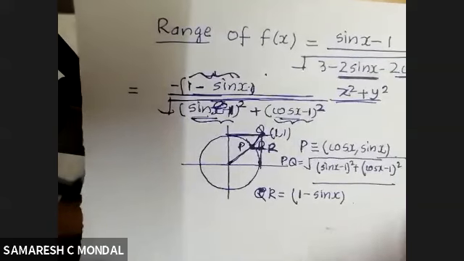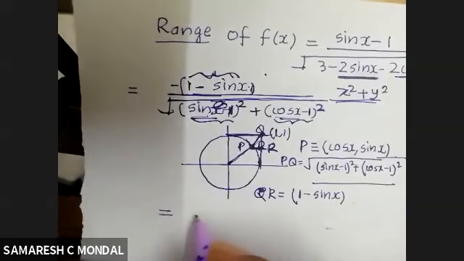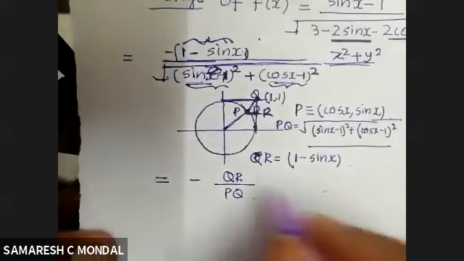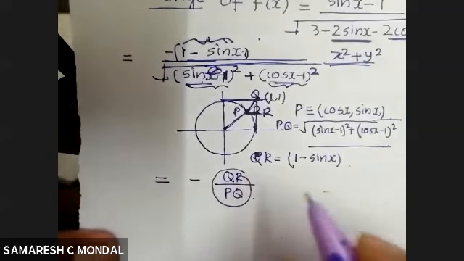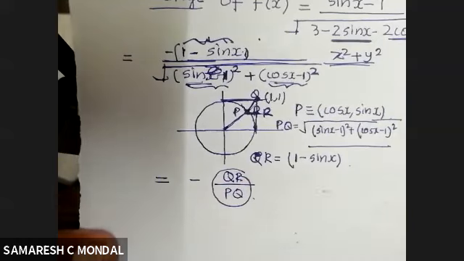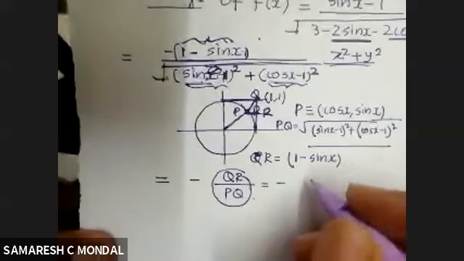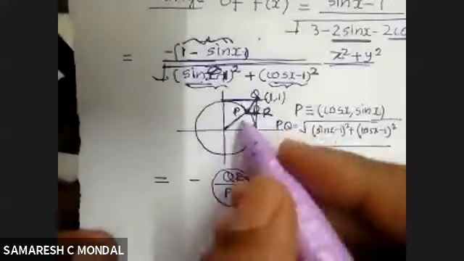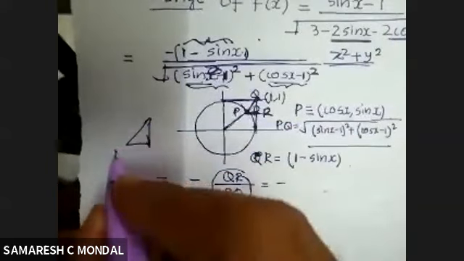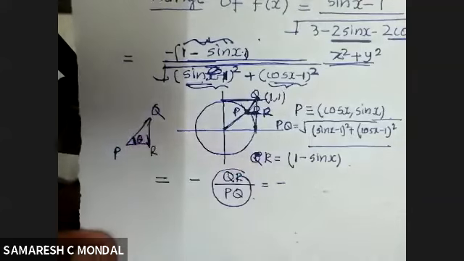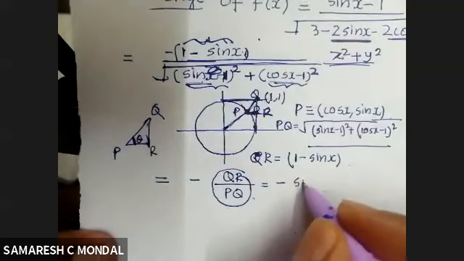Okay. So the function reduces to QR by PR, PQ. So the QR by PQ is nothing but minus of this triangle. This small triangle is there. This small triangle, this is P, this is Q, this is R, this is theta. So it is minus sin theta.